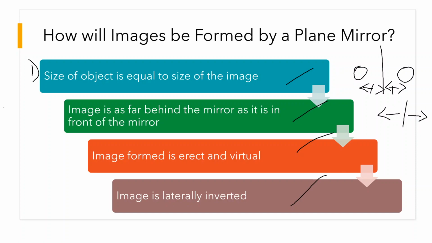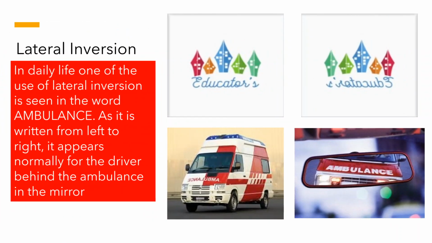Now we'll go into the next slide. I told you about lateral inversion, how that lateral inversion takes place. Look, this is our logo, and if I put a mirror here, our logo appears like this. See, E is towards the left if I draw a line, but here E is towards the right. Similarly, the apostrophe is towards the right, but here the apostrophe is towards the left. This is called lateral inversion.